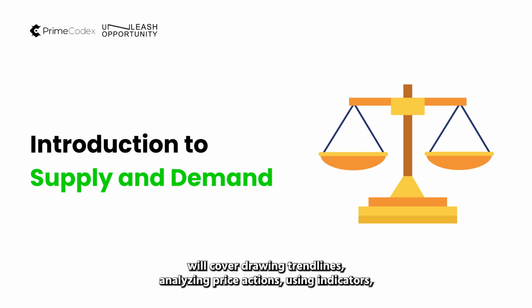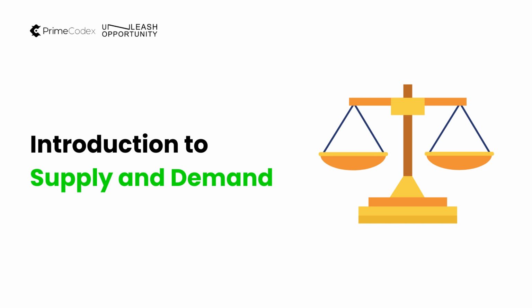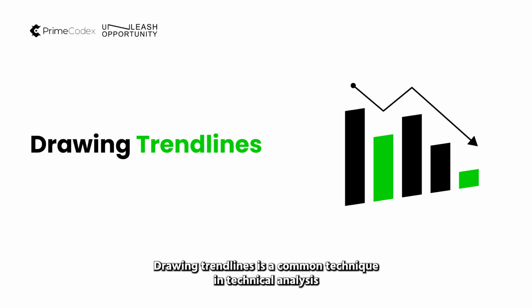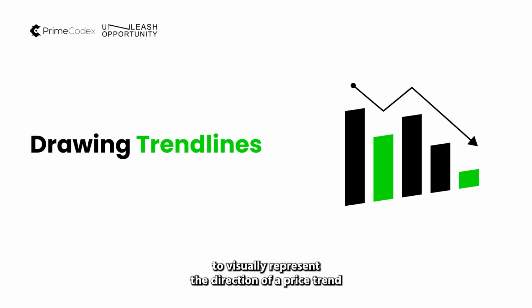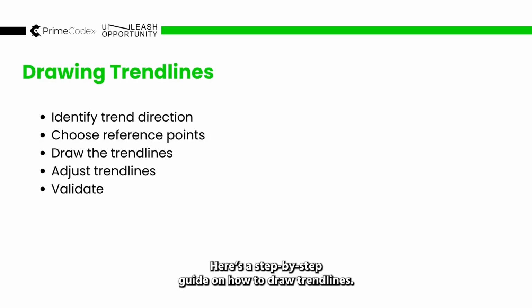This video will cover drawing trend lines, analyzing price action, using indicators, and choosing the right time frame for supply and demand strategies. Drawing trend lines is a common technique in technical analysis to visually represent the direction of price trend and identify potential areas of support and resistance. Here is a step-by-step guide on how to draw trend lines.